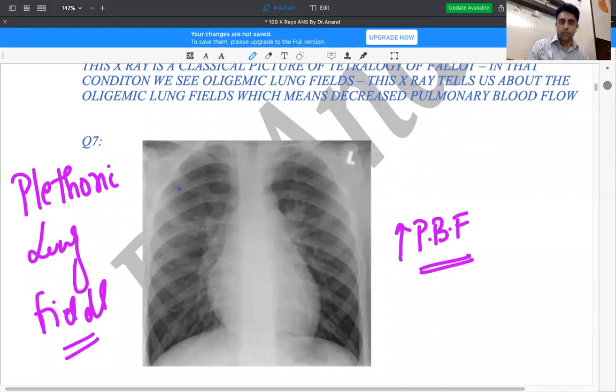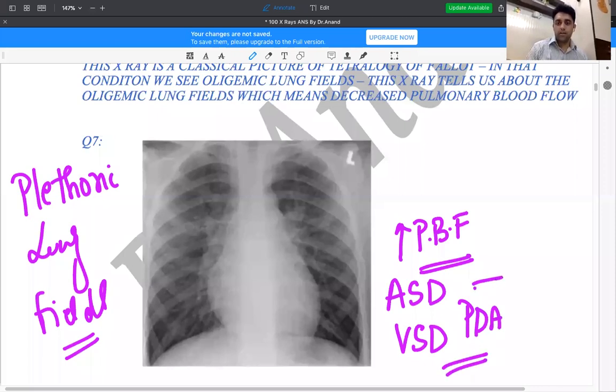Okay. So increased pulmonary blood flow, and this is the one. Can anyone tell me what are the conditions having increased pulmonary blood flow? Any idea? Yeah, very good. So Ramya has already come with an answer. Atrial septal defect, ventricular septal defect, patent ductus arteriosus. Annapurna is very right. So ASD, VSD, PDA, all the left to right shunts.